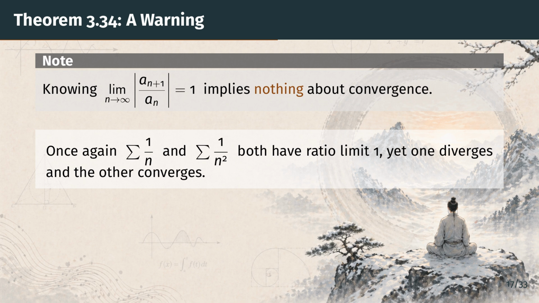The same two series make the point. For both the harmonic series and the sum of 1 over n squared, the ratio of consecutive terms tends to 1, yet one diverges and the other converges. So a ratio limit of 1 is genuinely inconclusive. Next, let's prove the ratio test.